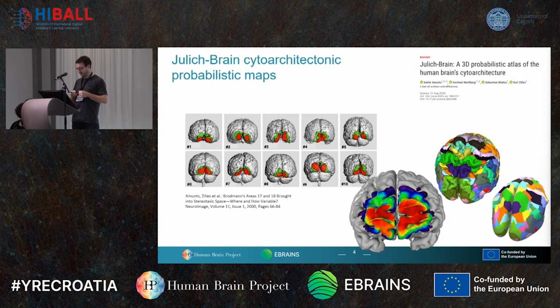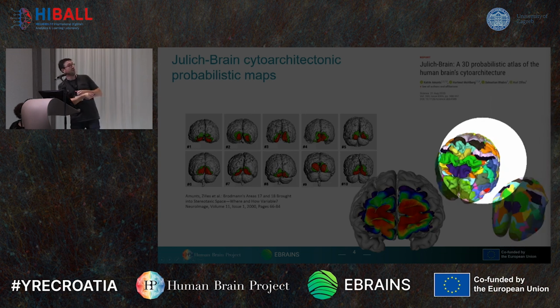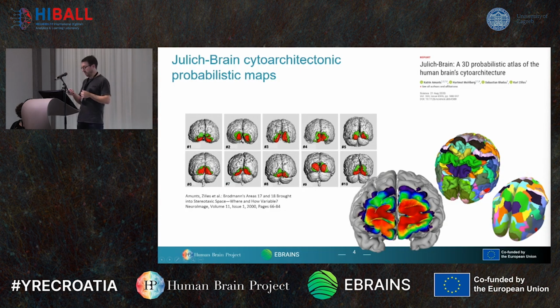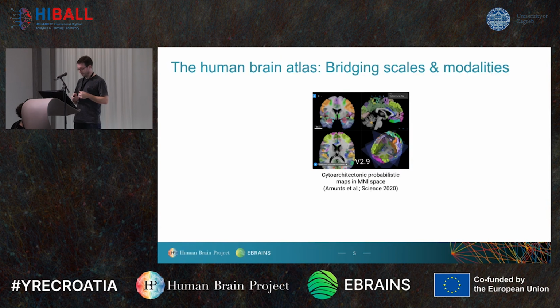This is summarized into a maximum probability map, which is simpler to use, but not as correct, of course. And we represent this in different spaces, as I will outline in the following, and also combine it with other modalities. So in EBRAINS, we have built a system where you can use this atlas combined with many other information.